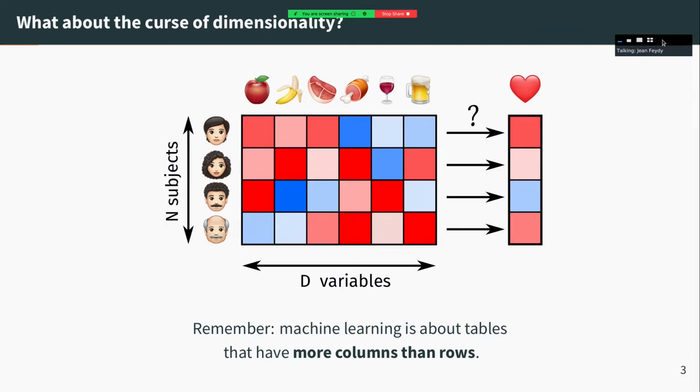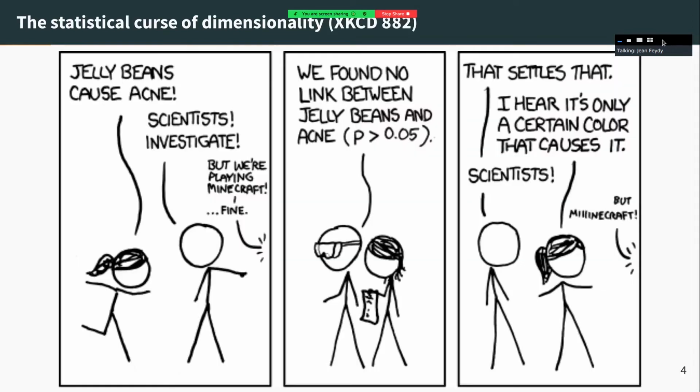Because I started the lecture by telling you that geometry was about countering the curse of dimensionality. We saw this table, and we understood that machine learning, as opposed to standard statistics, is about doing regression or classification on tables, data sets that have more columns than rows. And this, we didn't really address last week.